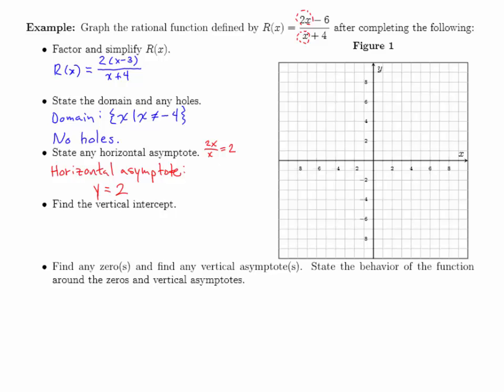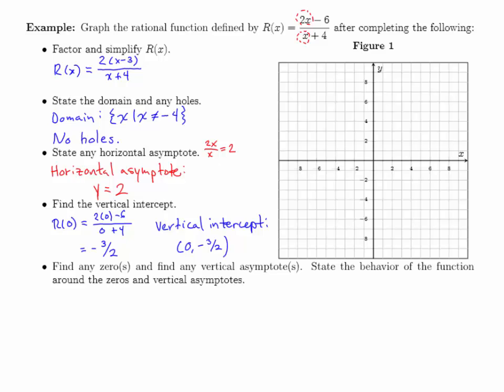All right. The next thing we're going to look at is the vertical intercept. And this is just an important feature of the graph. So the vertical intercept is going to occur where this function hits that vertical axis. So we're looking at finding the function value when x is 0. So we'll find r of 0. And all we'll do is plug in 0 for x, so we'll have 2 times 0 minus 6 over 0 plus 4, which is negative 6/4, which will simplify to negative 3/2. So our vertical intercept will then be the point 0, negative 3/2.